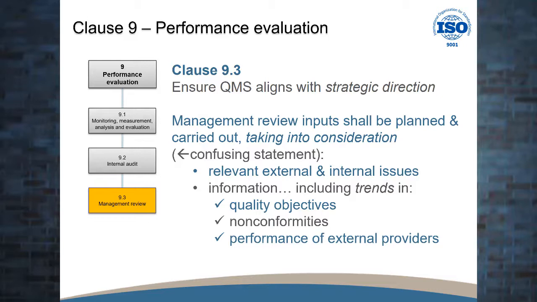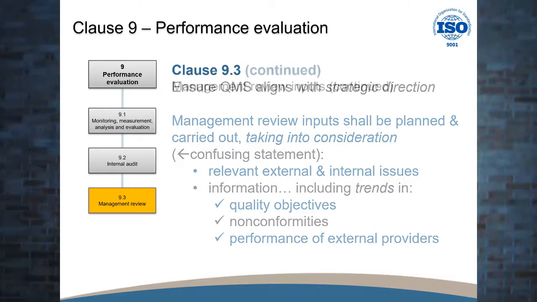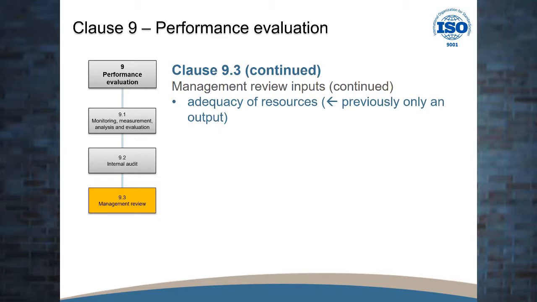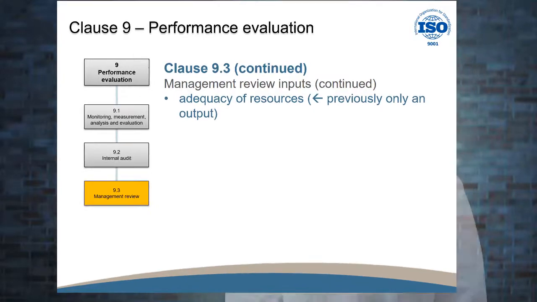So these items have been there in terms of requirements as inputs into management review, but now you see this word trends. So we want to look at trends across those three items there: objectives, nonconformities, and basically supplier performance. To continue, the adequacy of resources, previously only, and this was only an output.